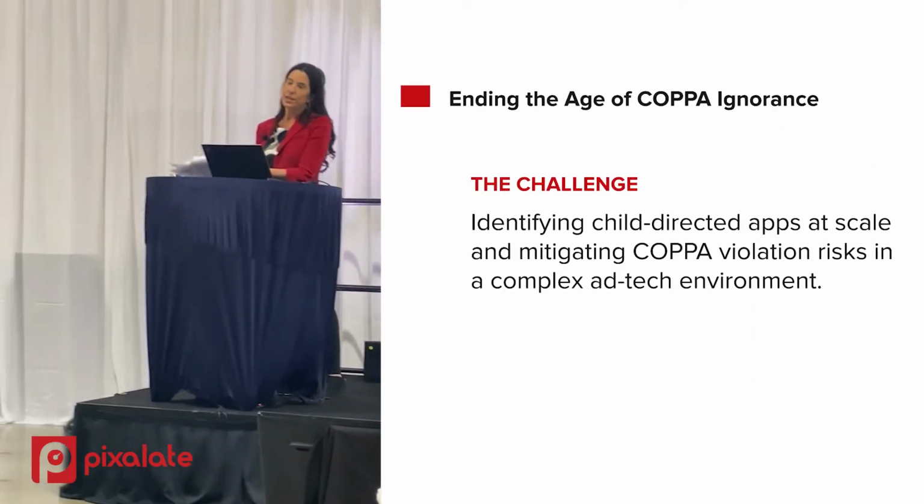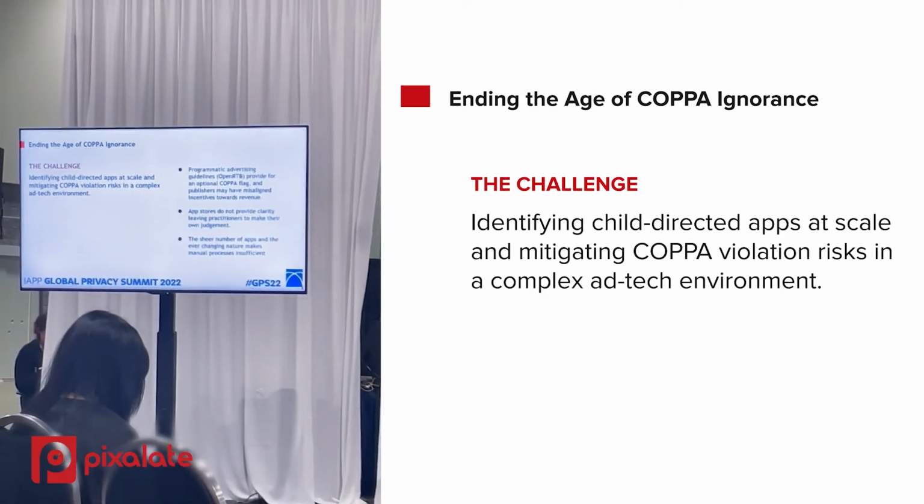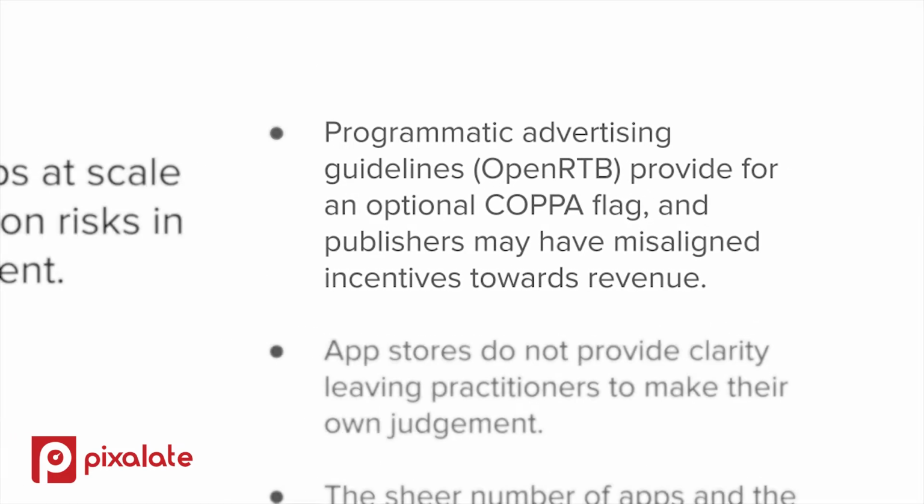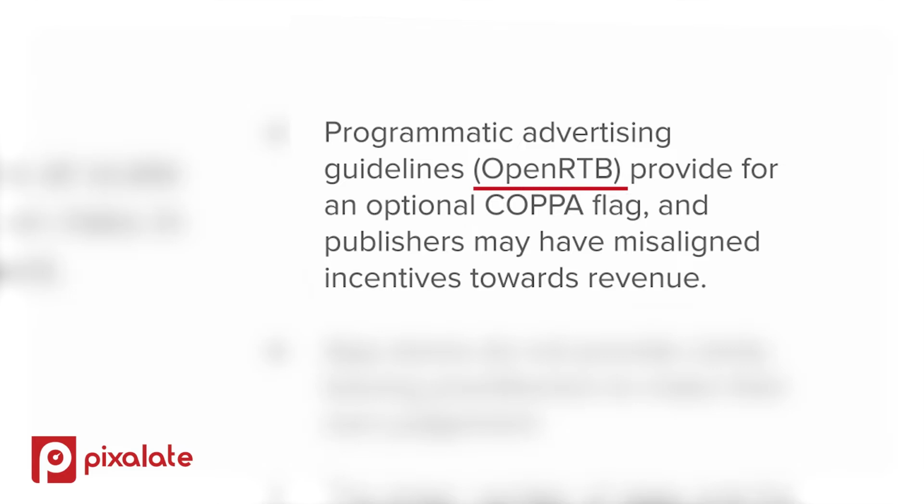So the challenge that we faced here is identifying whether or not apps are child-directed in this complex ad tech environment. The programmatic advertising guidelines called OpenRTB provide for an optional COPPA flag. So a publisher has the choice to indicate that they are child-directed by setting the COPPA flag. So that's visible in the bid stream, and other players in the ad tech ecosystem would recognize that the app is child-directed. One of the issues with that, first of all, is it is optional.